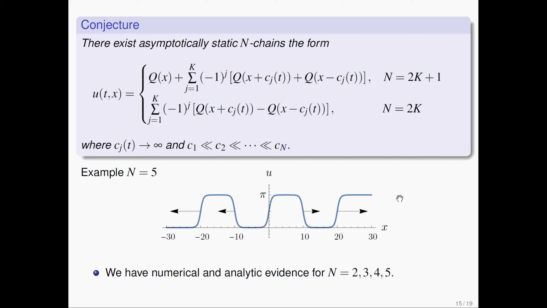which is asymptotically stationary. And we now want to understand the motion. So what are these parameters C_j?